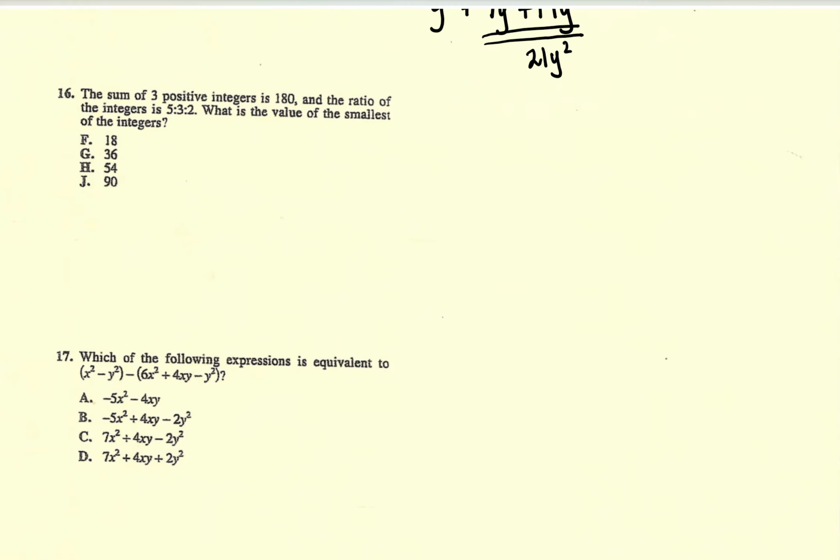All right, number 16. It says the sum of 3 positive integers is 180. Remember, sum means to add things together. It tells us the ratio is 5 to 3 to 2. So what you're going to do in a situation like this, it's 5 times some number plus 3 times some number plus 2 times some number equals 180. And so you just solve that equation. That says 10x is equal to 180, divided by 10, and x is 18.